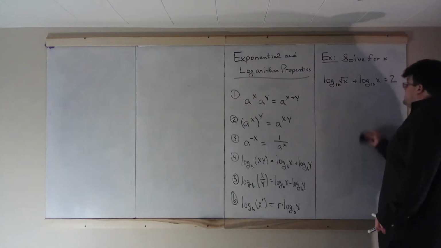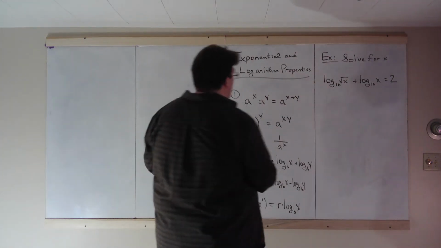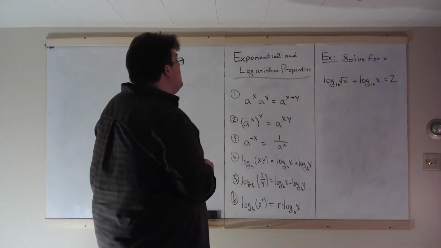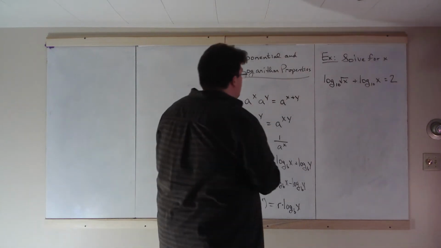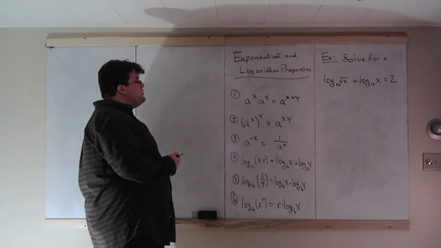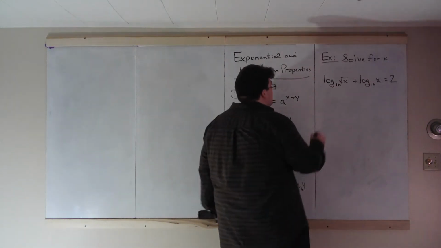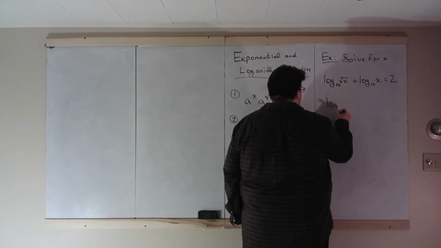So now let's look at this example. Solve this equation for x. In this one we are going to use these properties. There are actually two different things you could do first. You could use property 4 first if you want. I'm not going to do that. I'm going to use property 6 first on that root x. So use property 6 on root x.